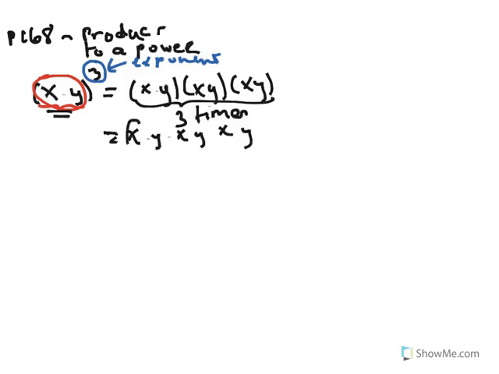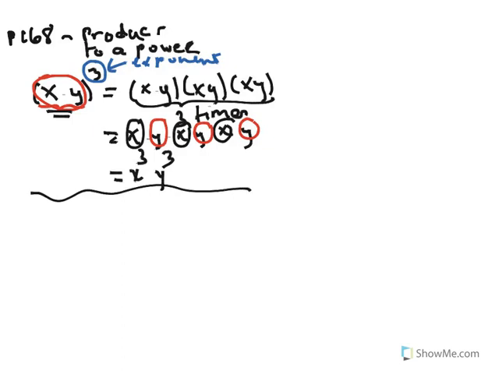Okay, so how many times is x occurring? So we have x to the third. How many times is y occurring as a factor? So we have y to the third. So really what we have here is that xy to the third is equal to, and what we're going to do is distribute that exponent, and we get this answer right here, x to the third times y to the third.